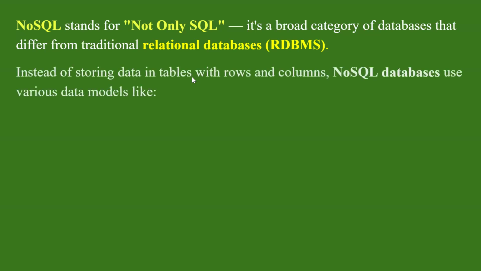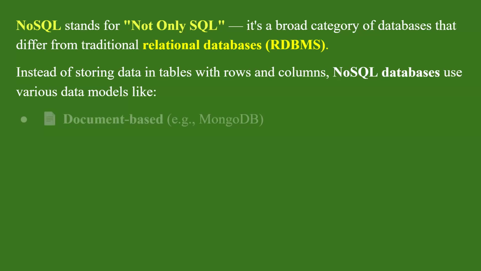And in all the NoSQL databases, we don't store the data in the table format or rows and columns format. Instead of that, we have different ways to store the data. So there are a lot of NoSQL databases. We have MongoDB, we have Cassandra, we have Redis. Like this, there are different types of NoSQL databases, and every database has its own structure, its own way of storing the data. What are those different ways?